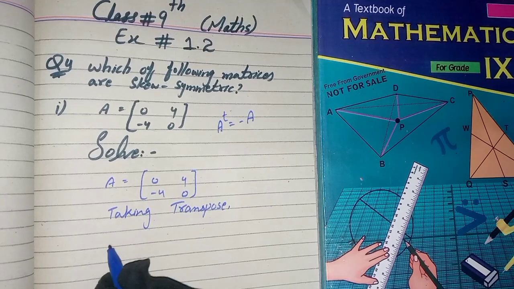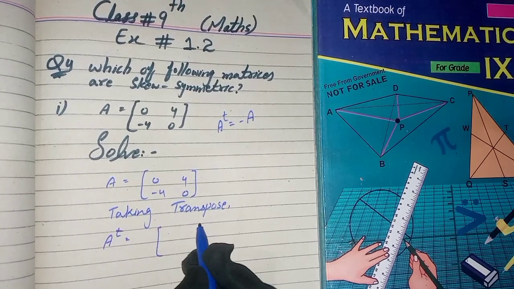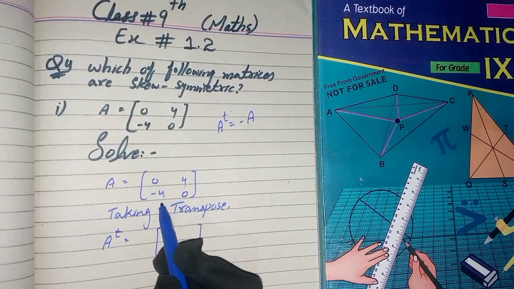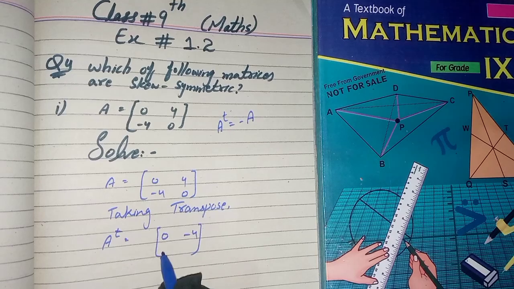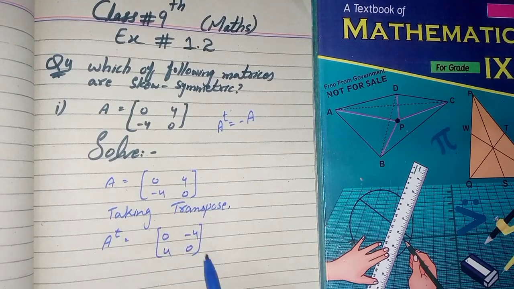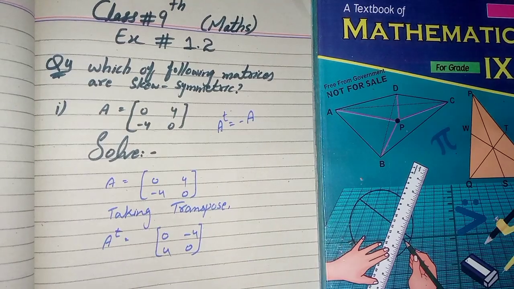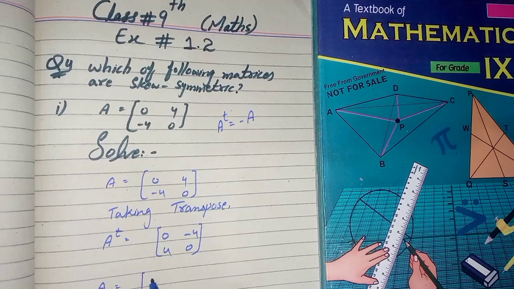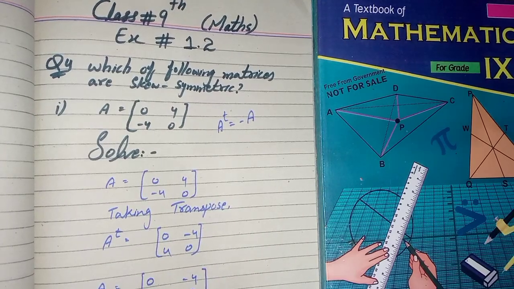So by taking transpose, we write A transpose is equal to, we write columns in rows: 0, minus 4, 4, 0. Condition is that A transpose equal to minus A. So now we find minus A. Minus A equal to 0, which has no sign, so 0. Minus 4 become plus 4, and 4 becomes minus 4, and 0.